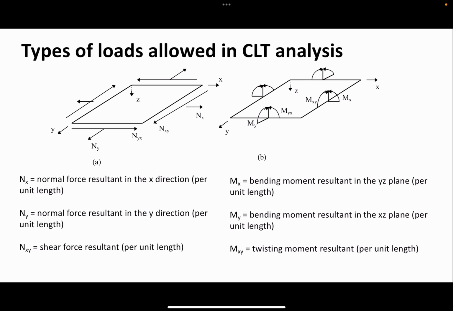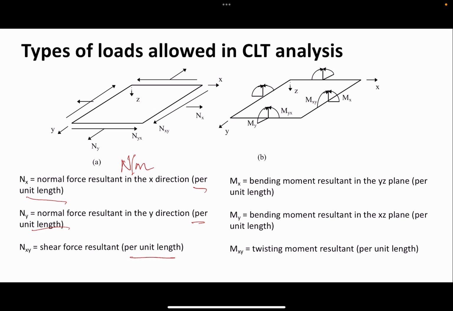So what are the types of loads that we analyze? It's normal forces and moments. Normal forces are always per unit length, because we don't really talk about the width or the length of the beam or the rod. It's always Newton per meter.